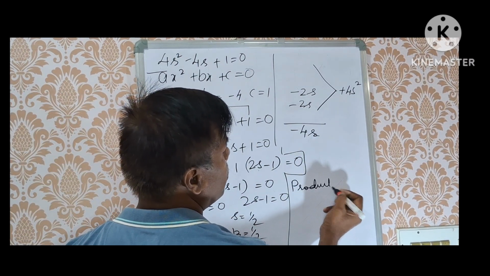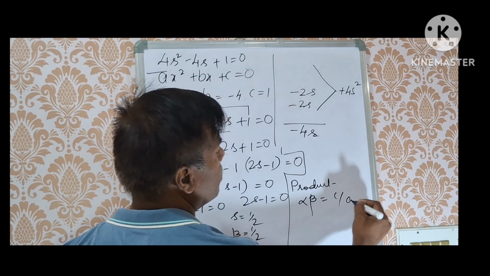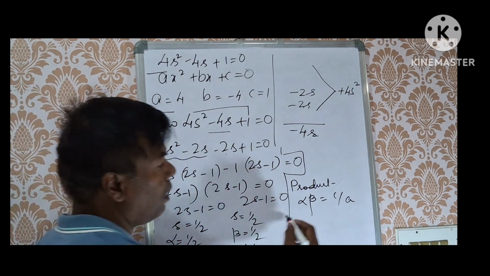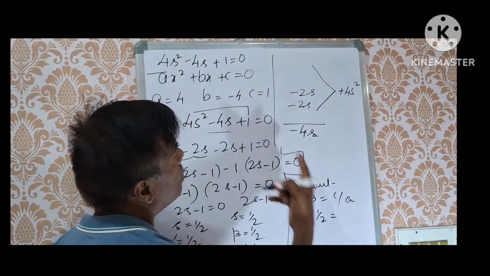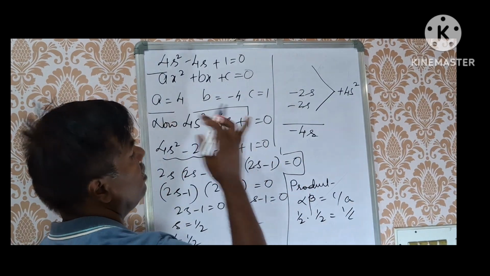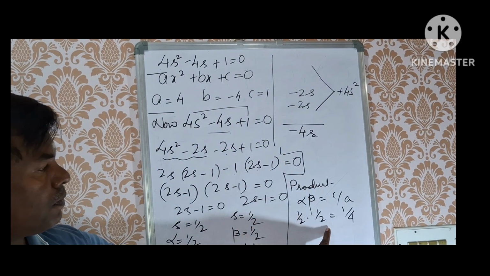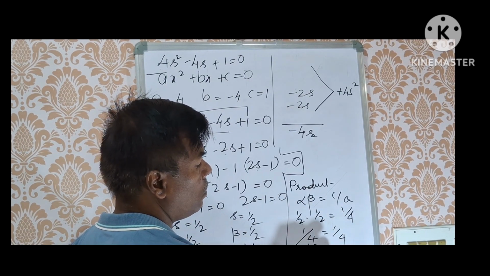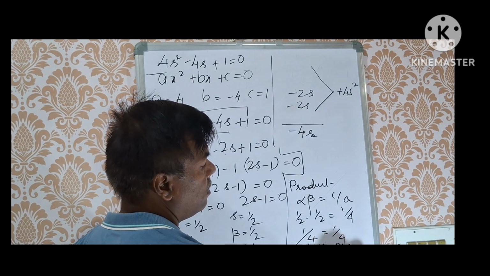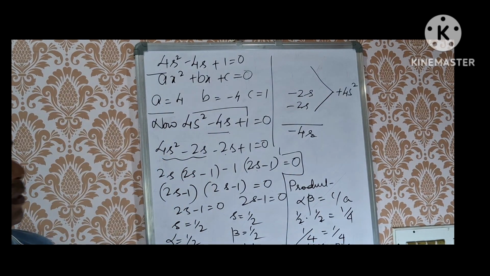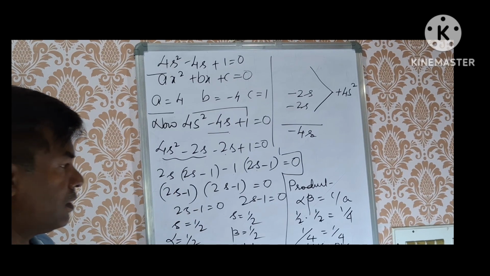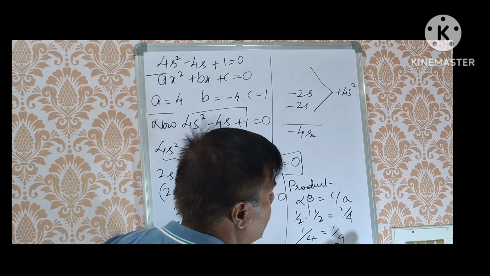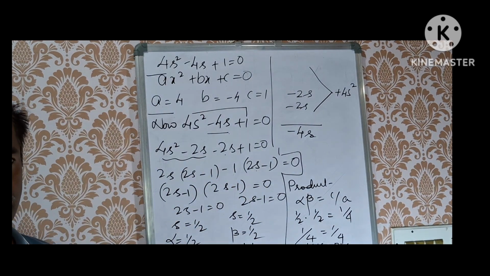What is the product of zeros? Formula for product of zeros is alpha into beta equals c by a. What is the value of alpha? Alpha is half, beta is half. Half into half equals c, and c is 1. What is a? a is 4. Half into half: 1 into 1 is 1, 2 into 2 is 4. 1 by 4 equals 1 by 4. LHS equals RHS. Hence verified the relationship between zeros and coefficients.